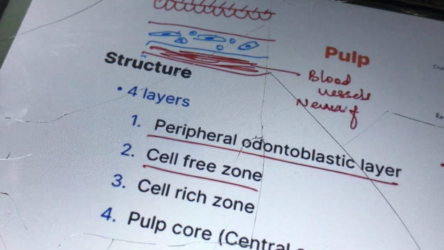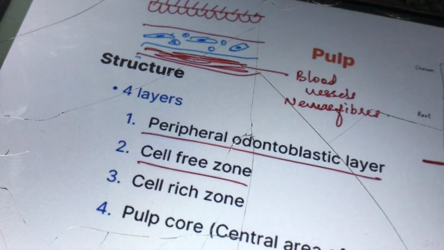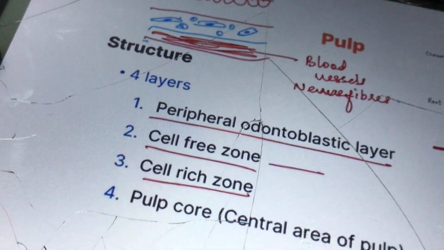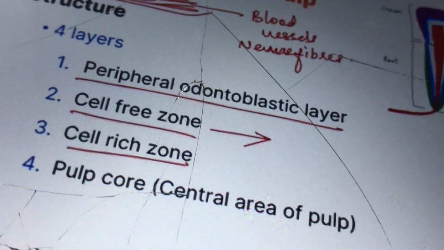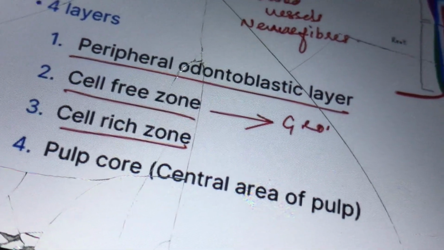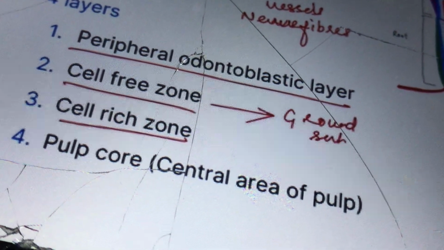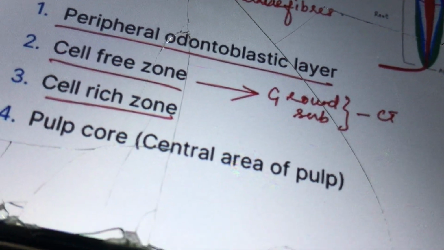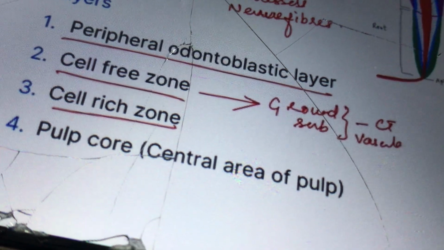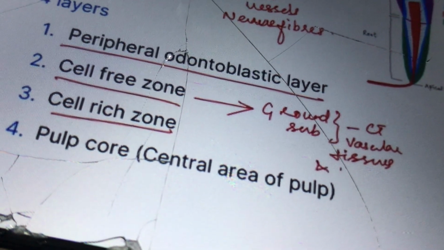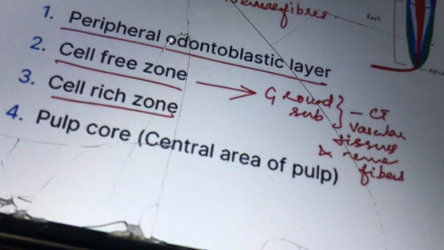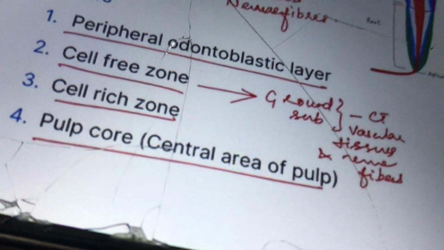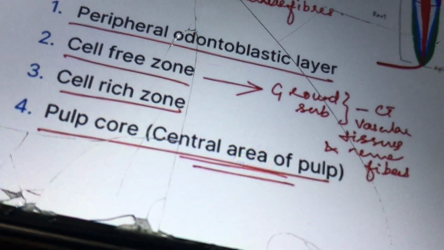Now here in the cell-free zone, again you have ground substance, and then you have your connective tissue components, which is richly vascular, and your nerve fibers. So this pulp core is the one which forms your central area of the pulp.